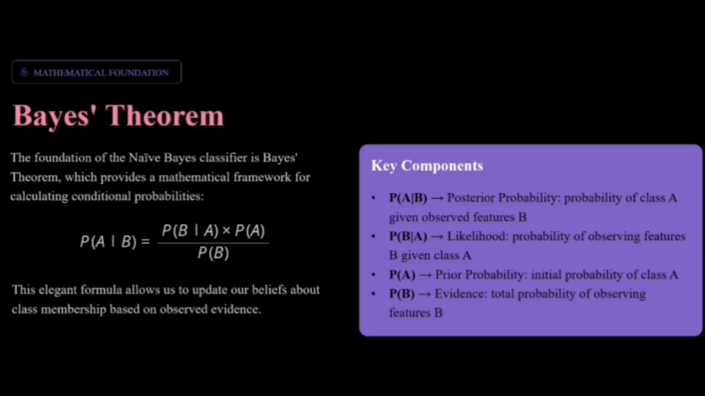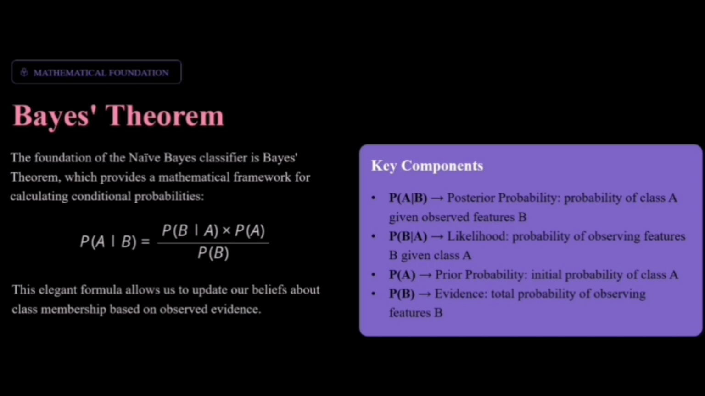The mathematical foundation of the algorithm is Bayes theorem. Bayes theorem helps us calculate conditional probability. In simple terms, it helps us update our predictions based on new evidence. The formula is P(A|B) = P(B|A) × P(A) / P(B).